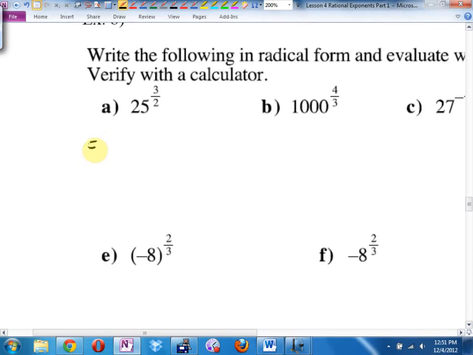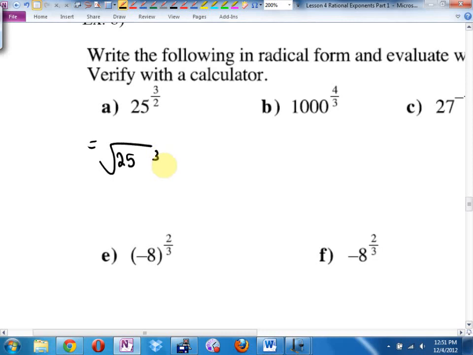What's the base, Curtis? 25. Is it a fractional exponent? Yeah. There's going to be a root. Flower to the power, root to the root. What root? Square root. Do I need to put the 2 there? No, you can if you want to.